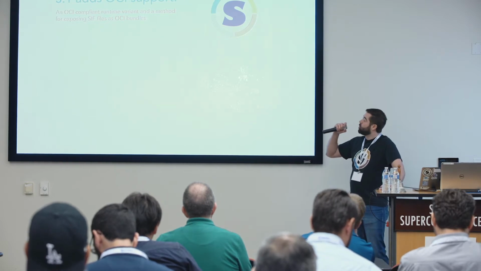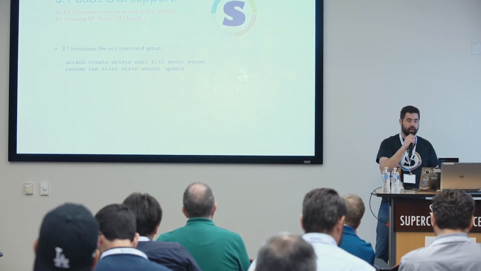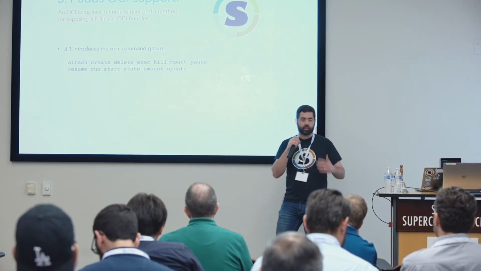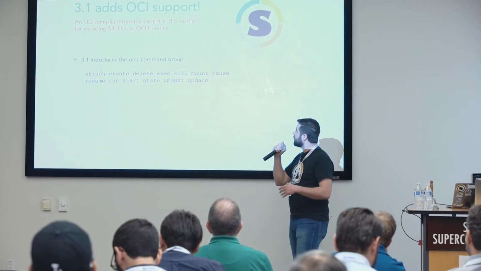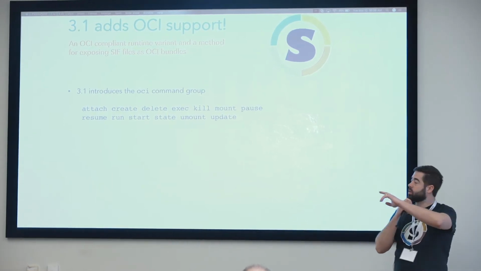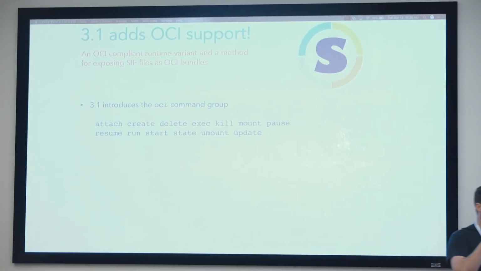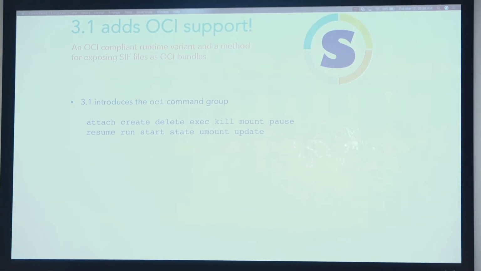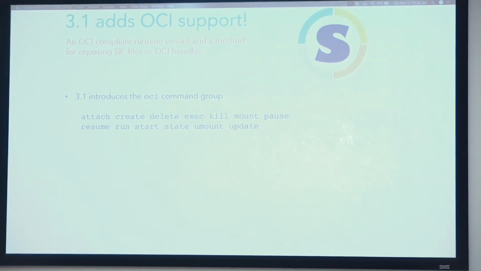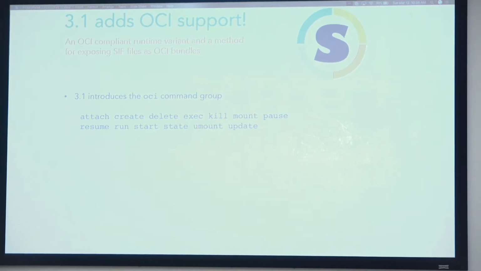And the feature set is a little bit smaller, so it's a little bit more manageable. But the big new feature is OCI support. What does that mean? Well, now there is a way to run the Singularity runtime in an OCI compatible variant. So there's an OCI command group, and it adds all of these commands. Not only can you run Singularity in an OCI compatible way, but you can also mount SIF files and expose them to the file system as an OCI bundle.